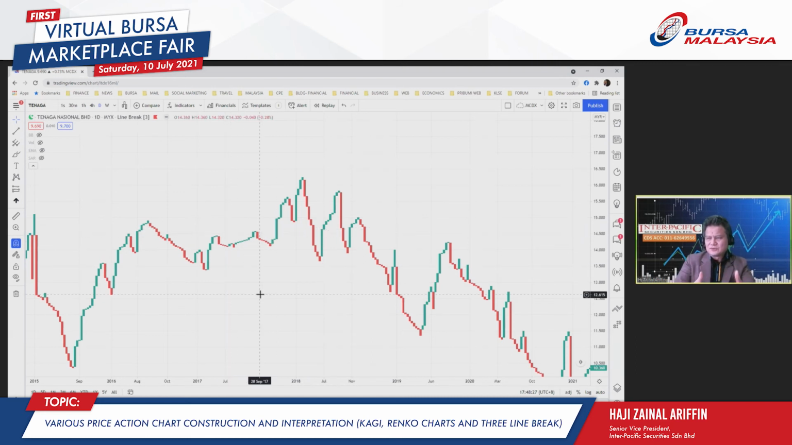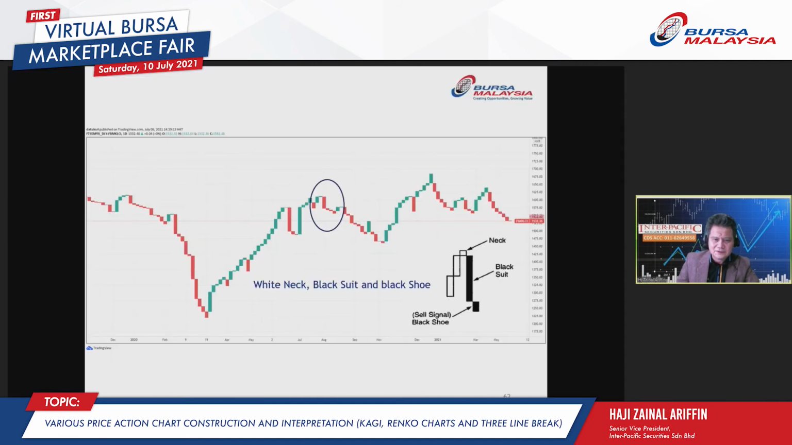Sometimes you can't see it in the candlestick chart, but you can see it much clearer in this kind of chart. I have another 10 minutes. If you have any questions, maybe I can answer some questions. Let's see.